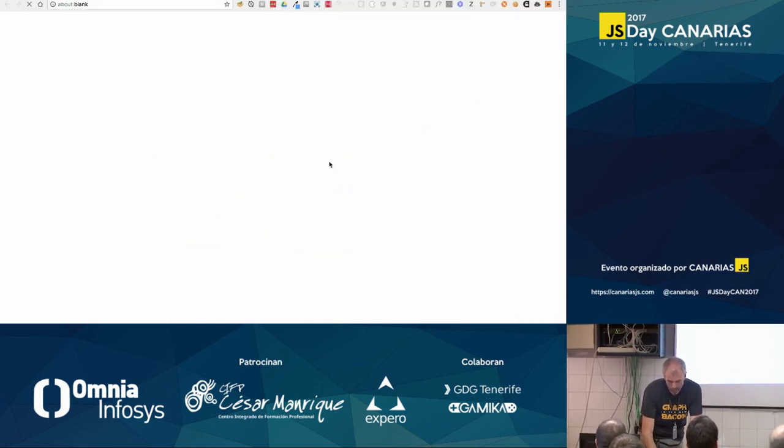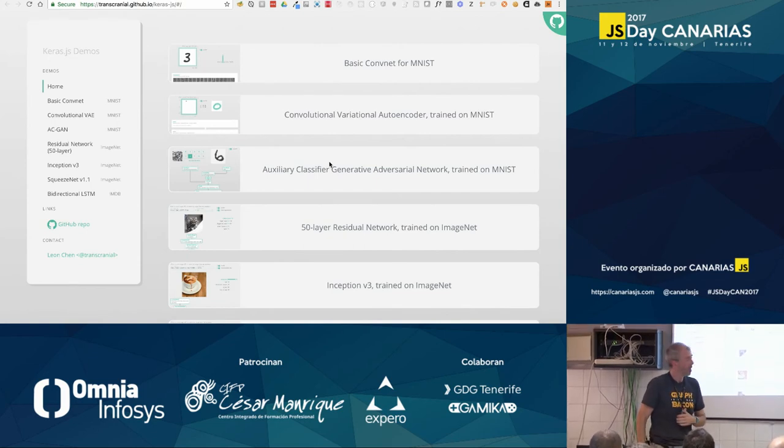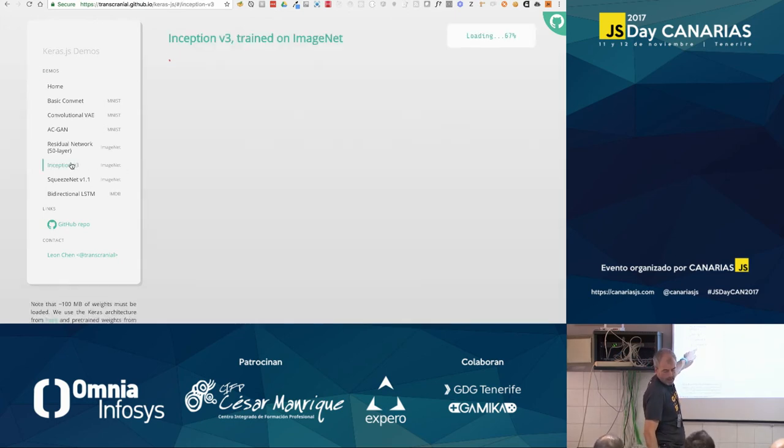There's some more demos here, and we'll have a quick look at one of them. But here, exactly, is the Google Inception network, which is loading now. So this is using Keras.js, which is a different library, again maintained by the main Keras team. And it's using that to load the weights into the browser, and then it'll do some image classification.